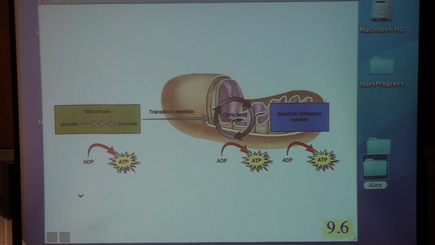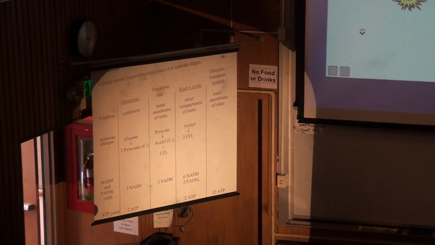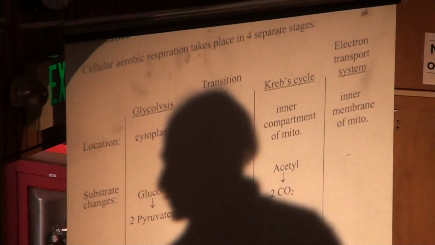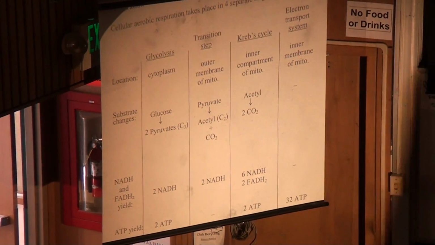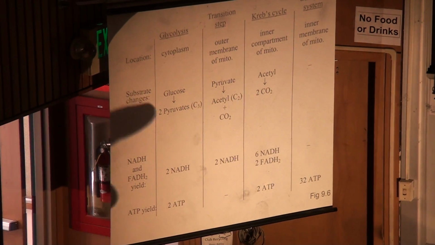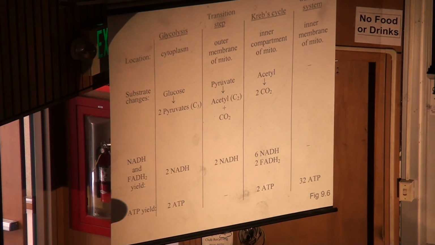Aerobic respiration has 4 steps, and they are called glycolysis, transition step, Krebs cycle, and the electron transport system. And this table in your notes is a summary of the 4 steps, where each of the 4 steps occurs, the changes in the substrates, that is the changes in the glucose and the molecules that come from glucose as they go through those steps, and what sort of yield of high energy molecules you get, both in terms of ATPs and NADHs and FADH2s.